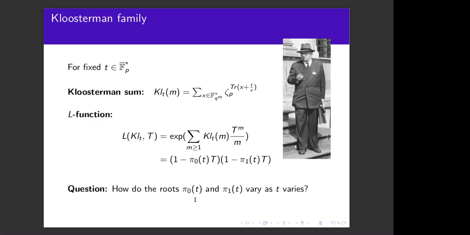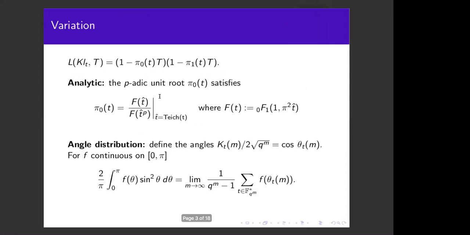I'll mention two of them, but I'll focus on a third. So here's the L function again, and here are the two roots. One way is analytic variation. It turns out that for this Kloosterman family, one of these roots, pi 0, is a p-adic unit. It's always a p-adic unit, no matter what t you plug in; it always has p-adic norm 1.